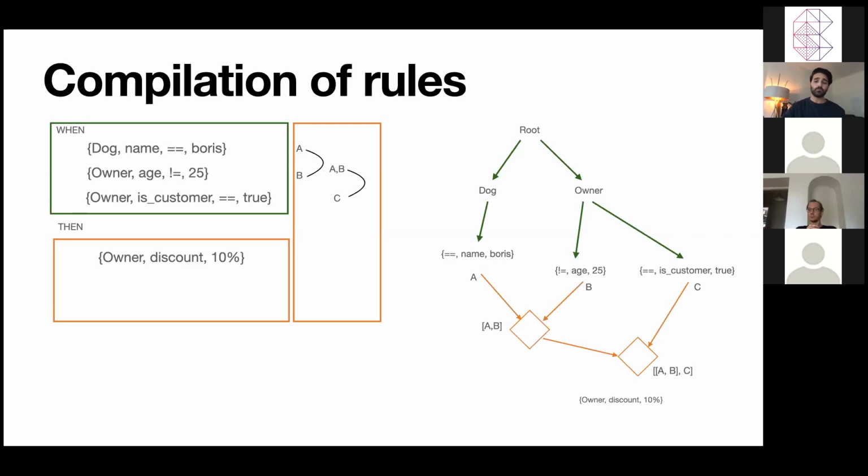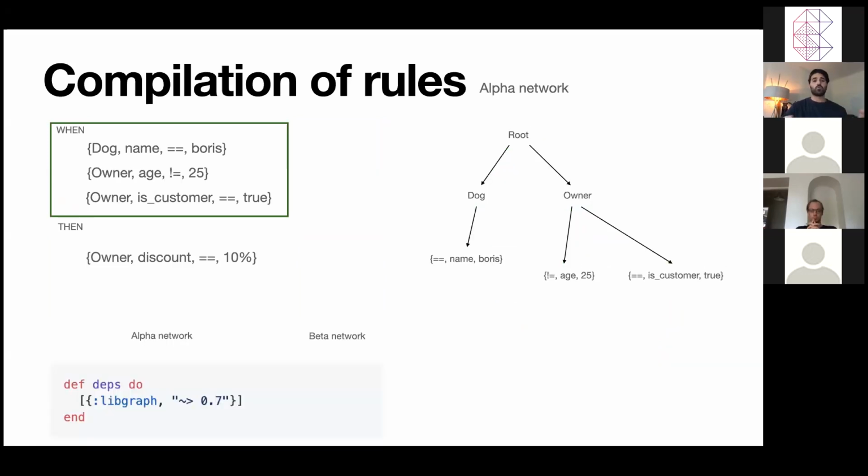But as an overview, what I did was get the given of a rule. So here there is some pseudocode that says just the dog name is Boris, the owner age is not 25, and it's a customer. Then just translate those into the so-called alpha network or one input node. And here you see how I would compile them. This you can do on a piece of paper, but I'm using the libgraph there and just taking each of those statements one by one.